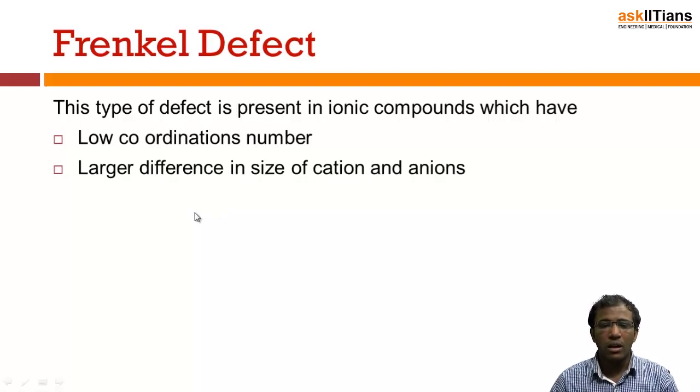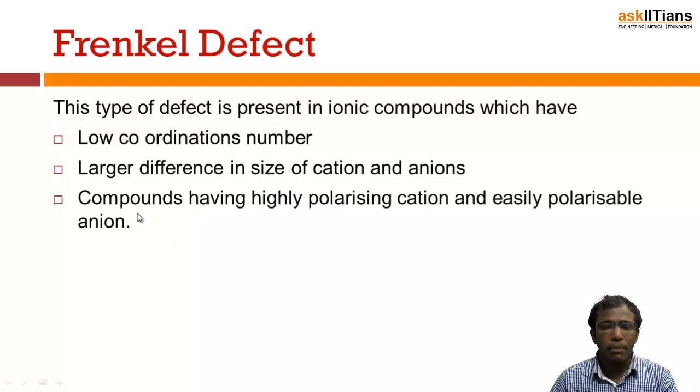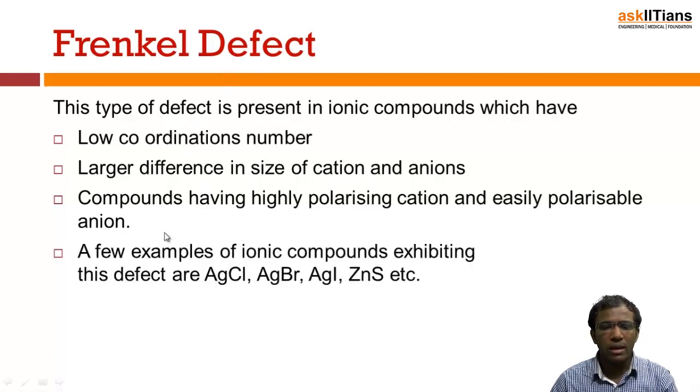So if there is a large difference in the size of cation and anion, then in such crystals this defect is more common. And compounds having a highly polarizing cation and an easily polarizable anion will have more tendency to show this defect. Okay. So a few examples of ionic compounds which exhibit this defect are silver chloride, silver bromide, silver iodide and zinc sulfide, in which the size difference of the cation and anion is high.